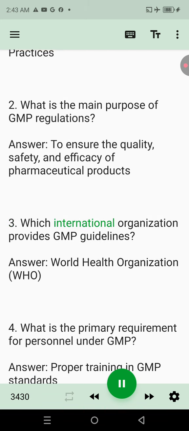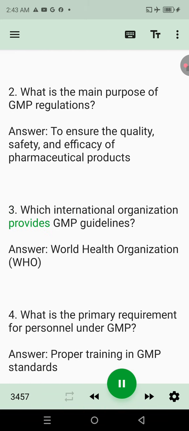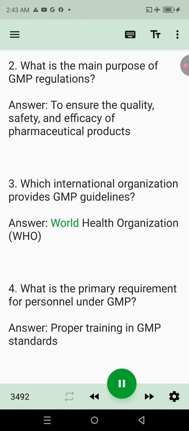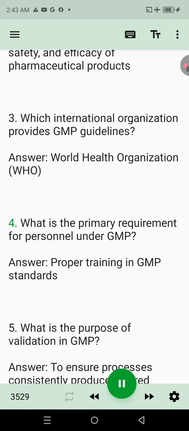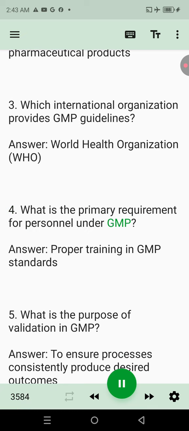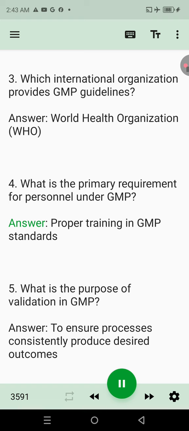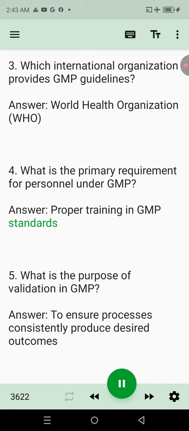3. Which international organization provides GMP guidelines? Answer: World Health Organization (WHO). 4. What is the primary requirement for personnel under GMP? Answer: Proper training in GMP standards.